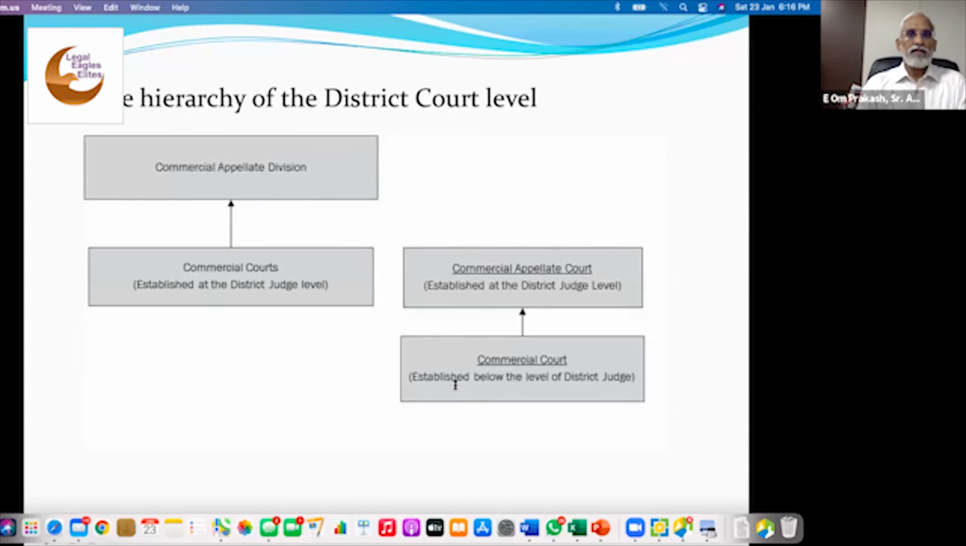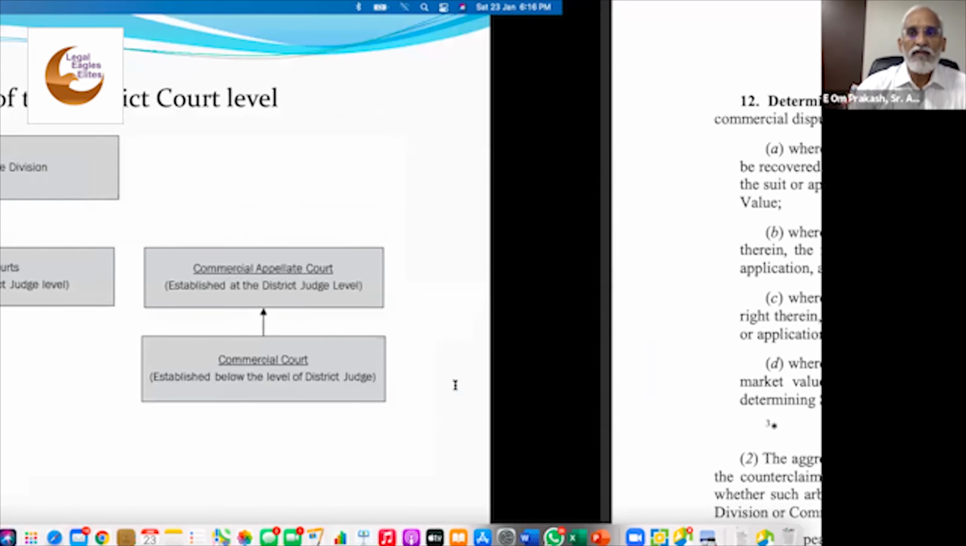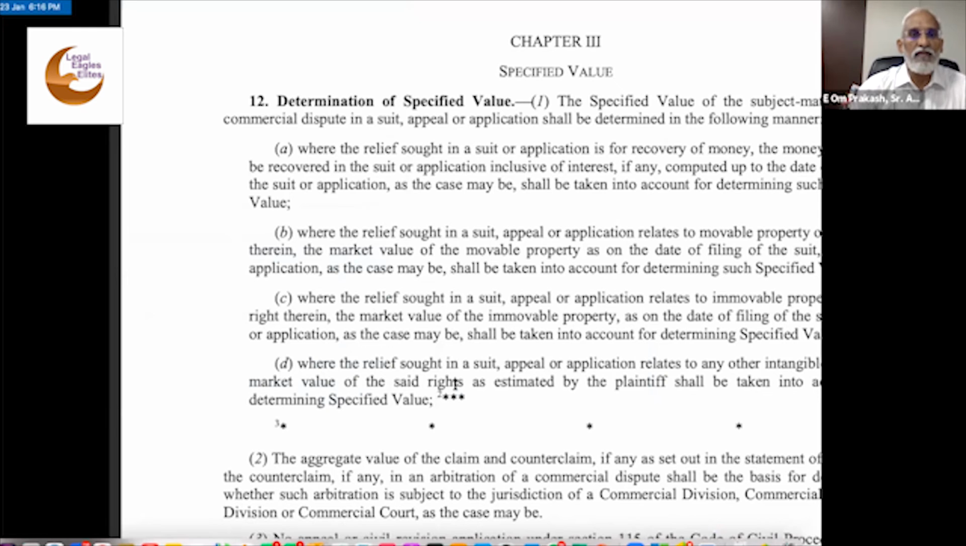So having said this, on the specified value, what we have to further see is section 12. I said the provision speaks of determination of specified value. Please see what is section 12, determination of specified value. The specified value of the subject matter of commercial dispute in a suit, appeal, or application shall be determined in the following manner.